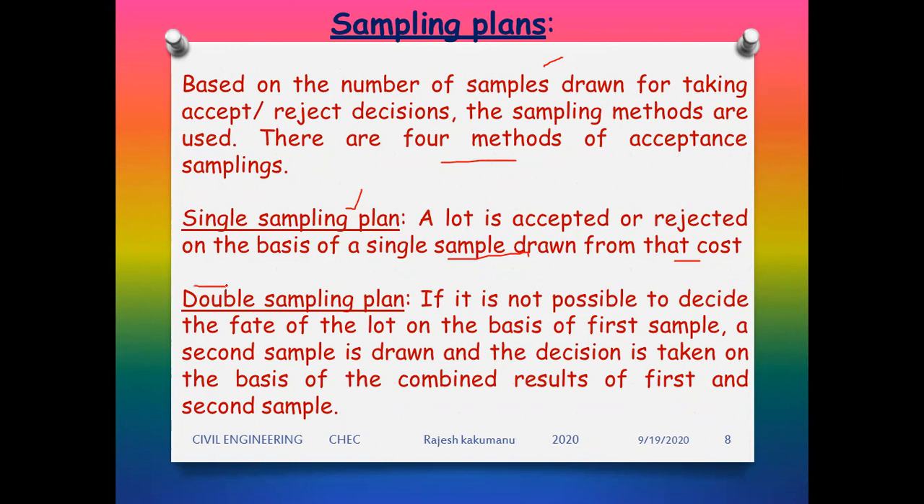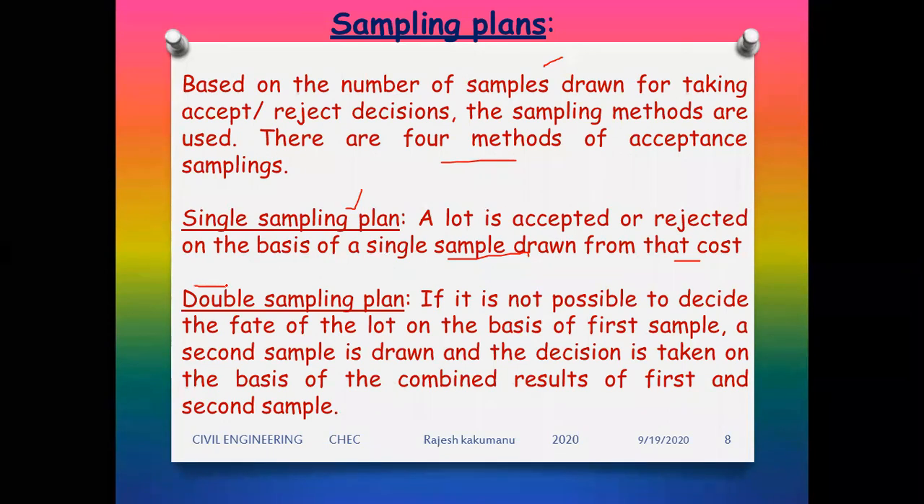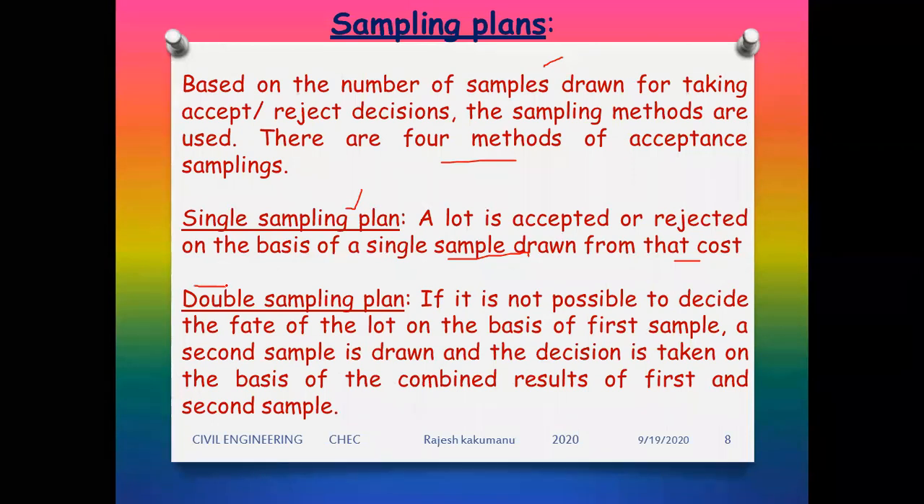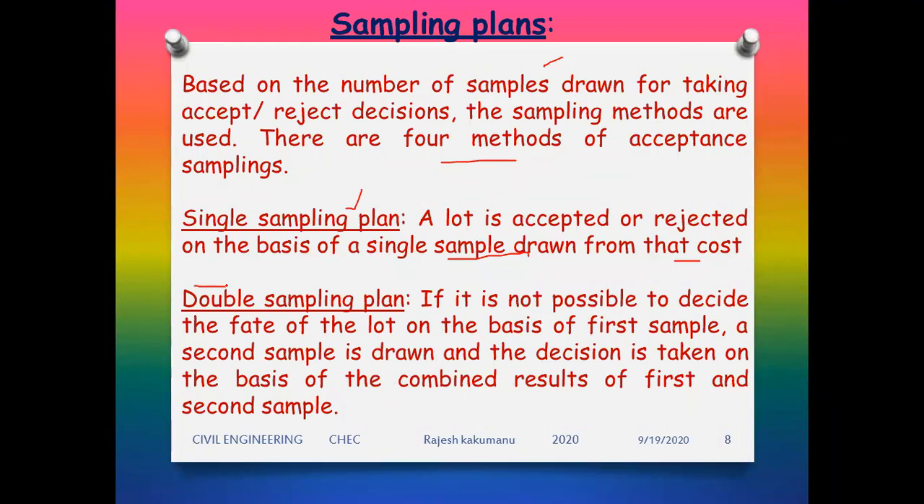The second one is the double sampling plan. So what's the meaning of double sampling plan? It means it is not possible to decide the fate of a lot on the basis of the first sample. The second sample is drawn and the decision is taken on the basis of the combined results of the first and the second sample. So I think this is a very confusing type of sampling plan.